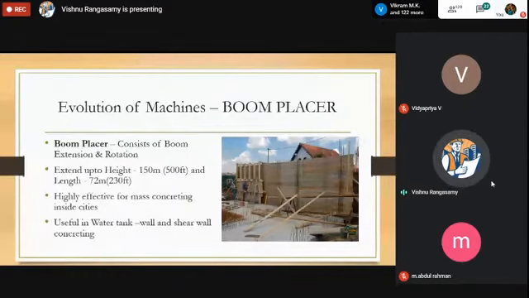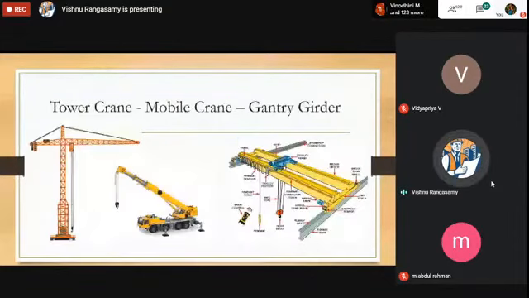Next, it is useful, as I told before, in water tanks, walls, and shear walls concreting. It is one of the major advantages, but it is expensive in small projects. Let me tell you about that.